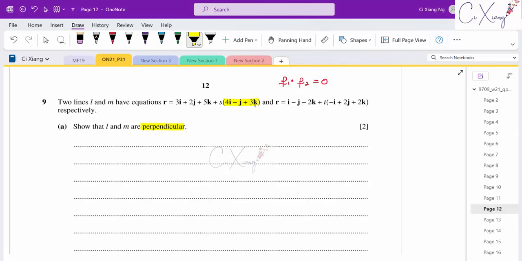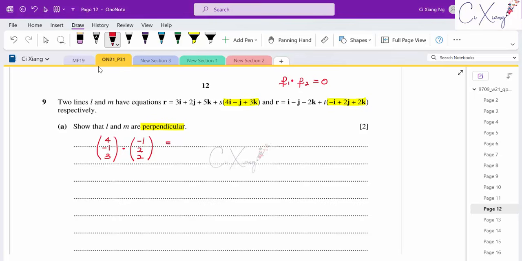Okay, so the 4, -1, 3 is the direction of the line L. And then the direction of the line M will be -1, 2, and also 2. So I'll be taking these two directions, 4, -1, and 3, then I want to have the dot product of that with -1, 2, and 2. So when we calculate the dot product for these two vectors, right?